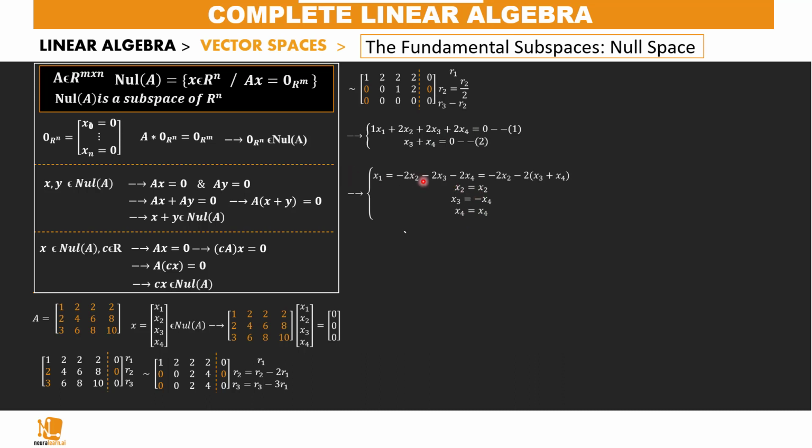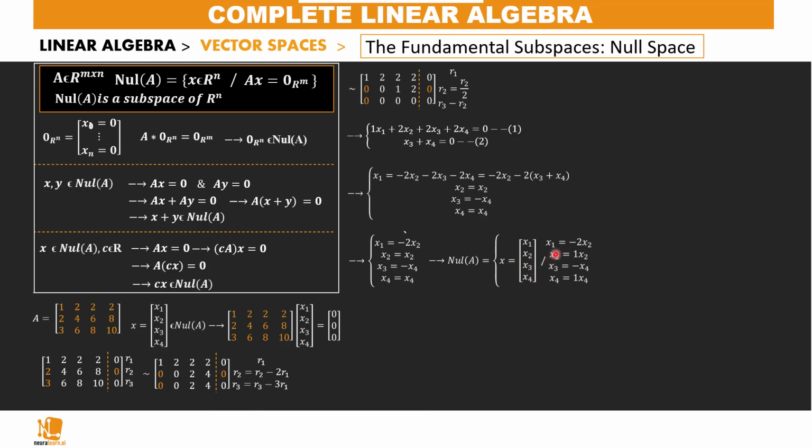We rearrange x1. We have minus 2x2, which is this, minus 2 times (x3 plus x4). But x3 plus x4 equals 0, so this part becomes 0. And this gives us x1 equals negative 2x2, x2 equals x2, x3 equals negative x4, and x4 equals x4. This implies that the null space of A is not just made of one vector, which would have been the case if we had a unique solution, but made up of a set of vectors which verify this condition.